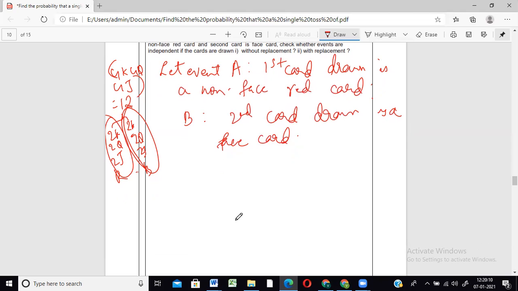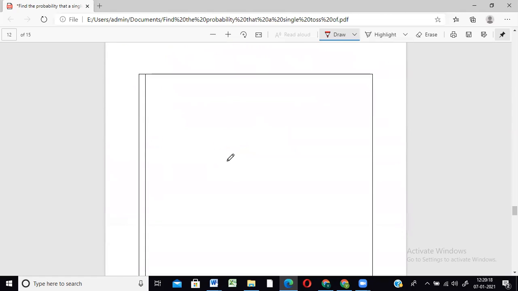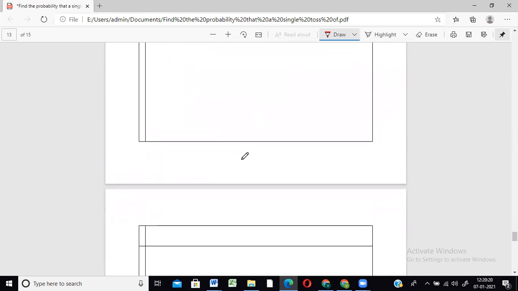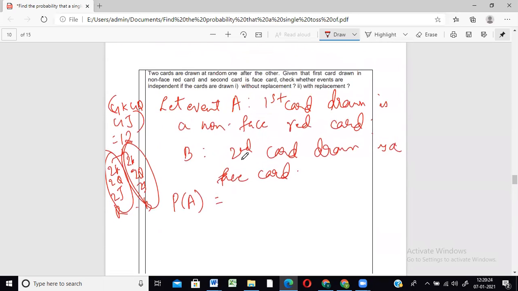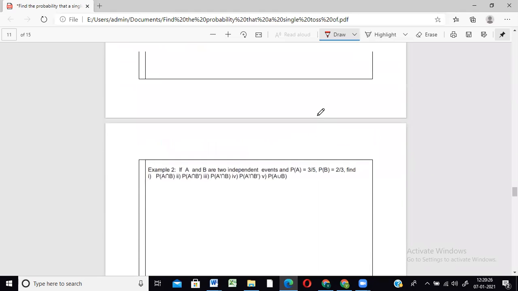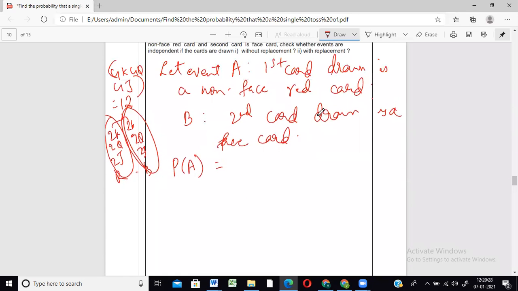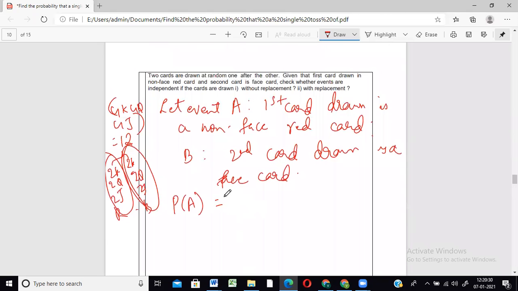Okay. So now, let us find out the probability of both the events. What will be the probability of A? What will be the probability of B? The question is over here. No problem, we will write it later. Probability of A: the first card is a non-face red card. All right.